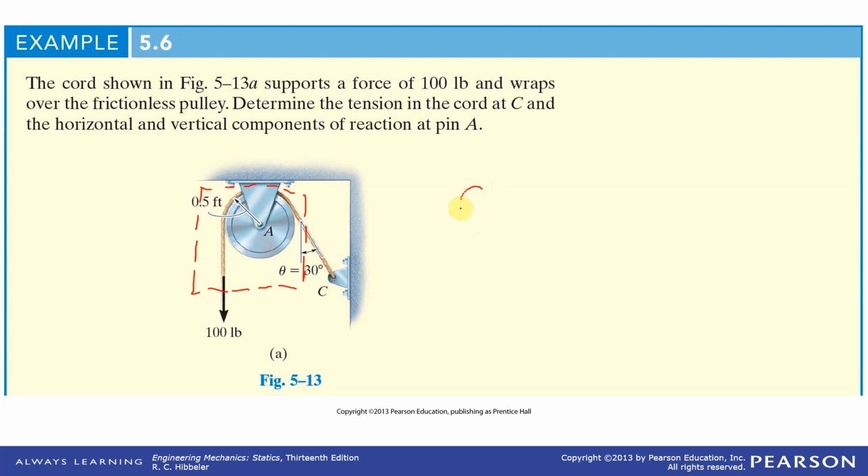So we have the pulley, 100 pounds down. Some tension off in this direction. And a force at the pin A. So we have three unknowns, tension, A_x, and A_y.